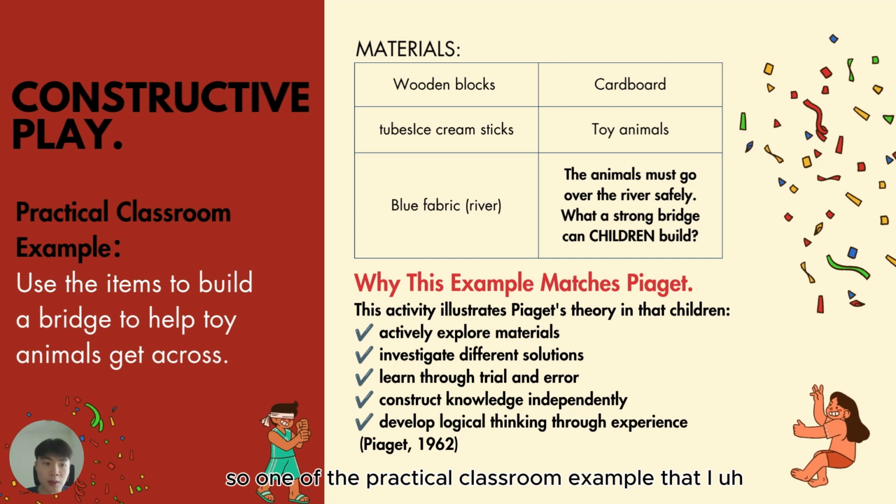So one of the practical classroom examples that I choose is constructive play, and the activity is to use items to build a bridge to help a toy animal get across the river. Materials: wooden blocks, cardboard, typical ice cream sticks, toy animals, and blue fabric to make a river. The animal must go over the river safely, and what strong bridge can children build? So what this example matches to Piaget is actively exploring materials, learning through trial and error, investigating different solutions, and developing logical thinking through experience. So this is a very good activity for children as well.